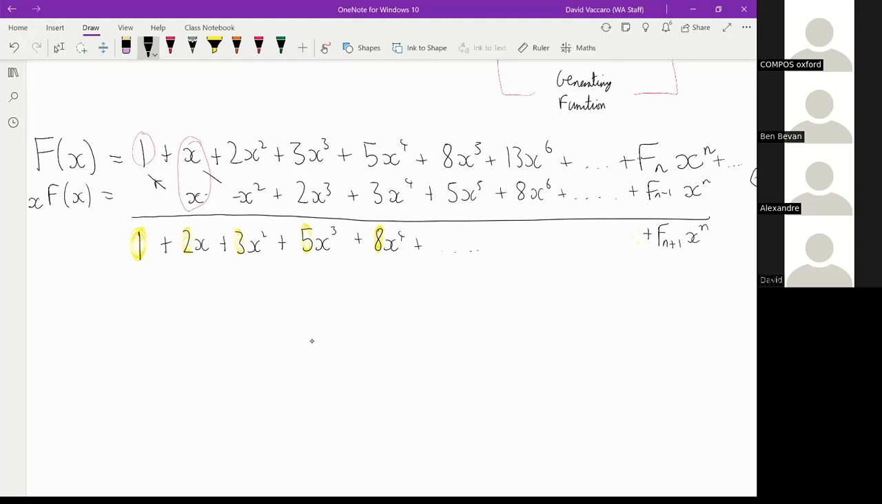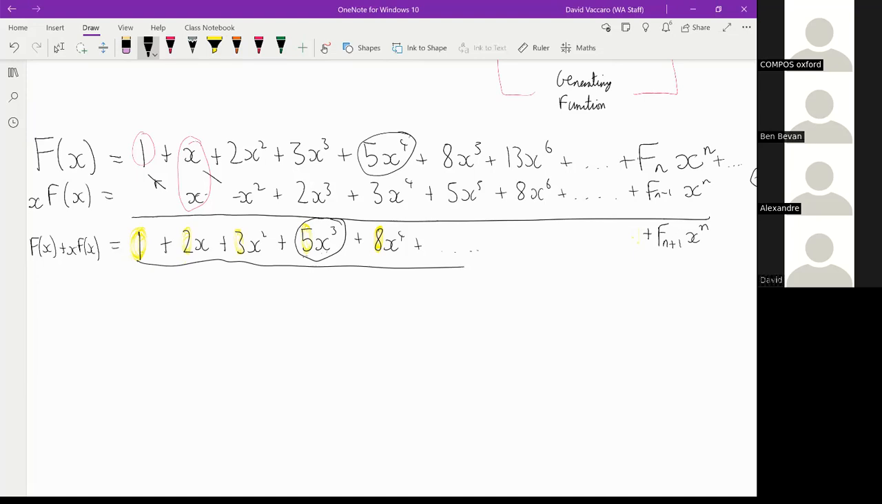The 5, instead of being with the x to the power 4, is with the x cubed. So I've got f of x plus x f of x is this thing. And again, this would be a good place to pause. But I'd invite everyone in this webinar to think about how I can now use this observation to relate f of x plus x f of x back to my original function.